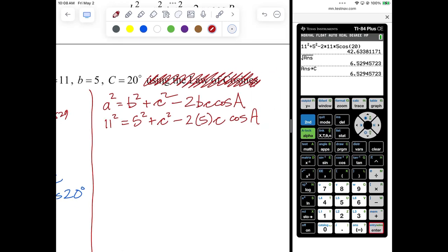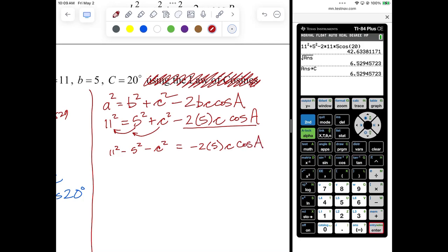So here's the algebra involved. Before I can solve for A, I've got to solve for cosine of A. And before I solve for cosine of A, I have to isolate this term. So I need to get the 5 squared across and the c squared across. So this becomes 11 squared minus 5 squared minus c squared, and that's going to equal negative 2 times 5. You can call it negative 10 if you want, I don't care, times c times cosine of A.